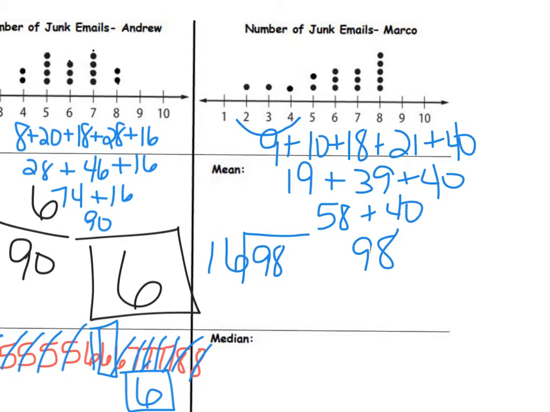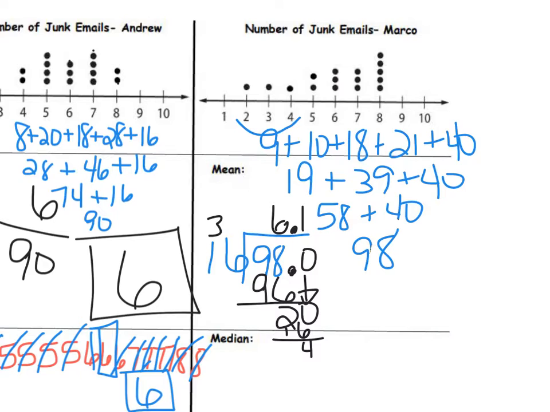7 times. A little smaller. Yeah. So 6 times 6 is 36. 6 times 1 is 6 plus 3 is 9. So that means we have a remainder, so we have to add a decimal and keep dividing. So 16 into 20, 1 time. So that means my remainder is 4. Add another 0, bring it down.